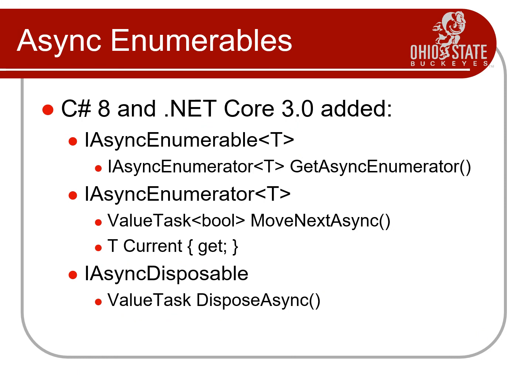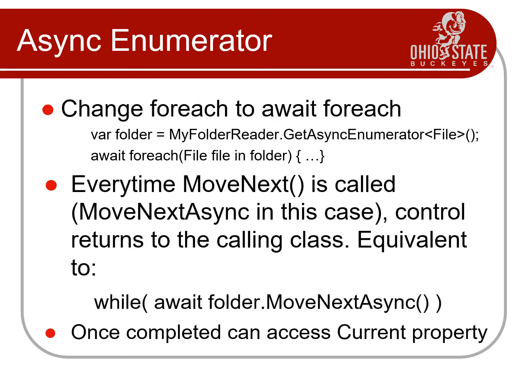With C# 8 and .NET Core 3, they added the ability to do this with enumerables, which means it had to propagate down into enumerators. And so now, rather than MoveNext in your implementation of the enumerator, you have MoveNextAsync, and TCurrent will still stay the same. And then since you also have to add an async disposable rather than a disposable for this, there's some other documentation and tutorials on that you can look at.